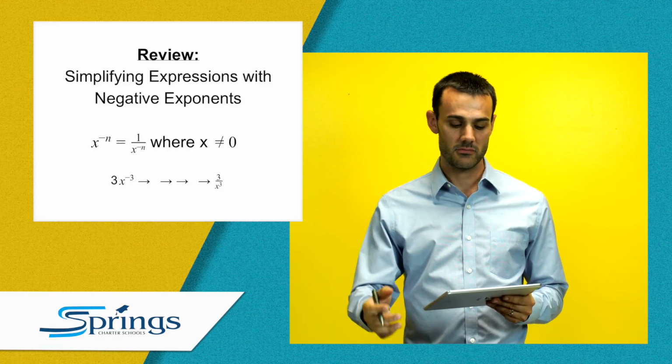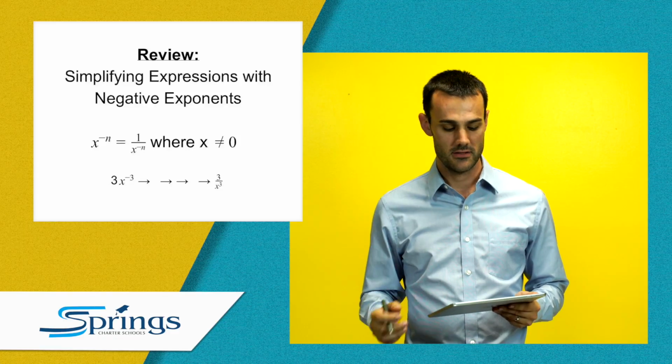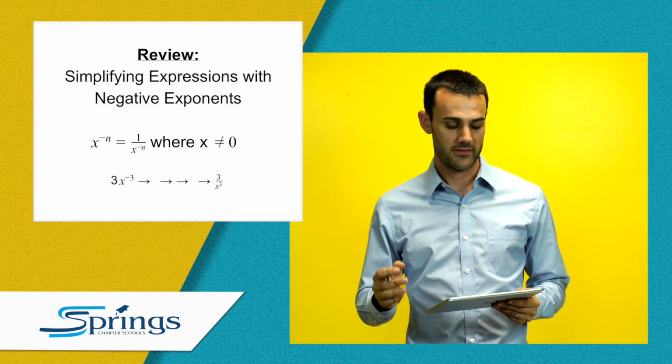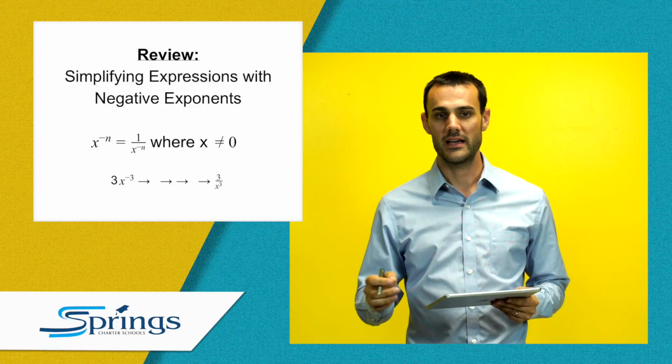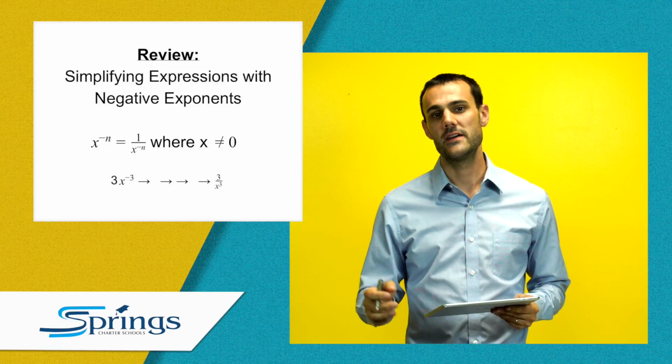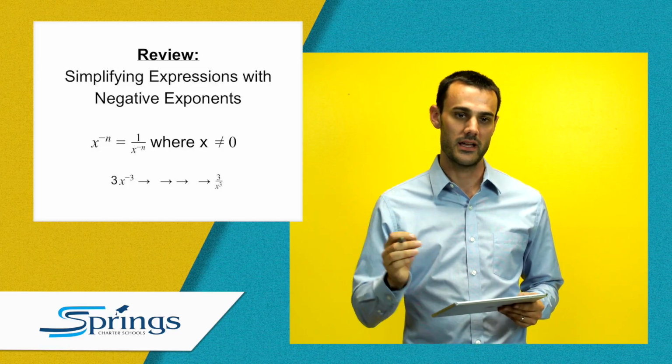So in review, guys, simplifying expressions with negative exponents, we need to review the rule here. We have x raised to the negative n power is equal to 1 over x to the n power, where x can never be 0. That's the most important part. Don't let x be 0.